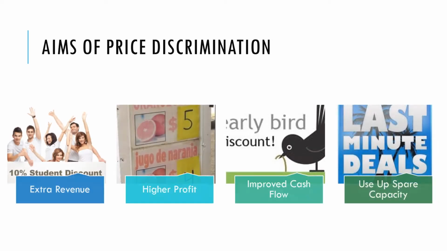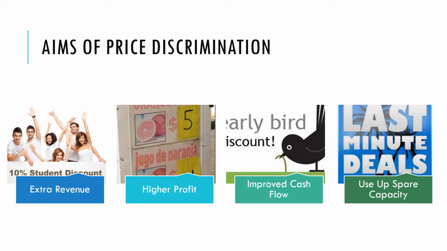So why do businesses do it? What are the aims of price discrimination? Well, they want to generate extra revenue. That is really the main aim. If I can charge you a different price to someone else, I can make more revenue overall, which should enable me to make higher profit. It should also improve my cash flow.